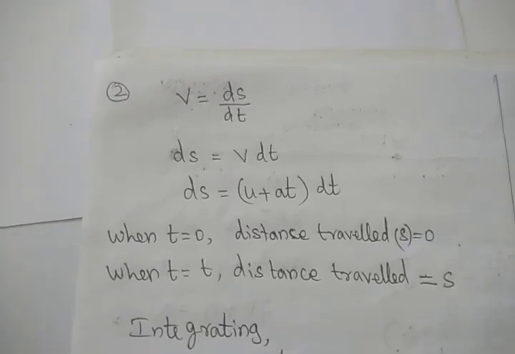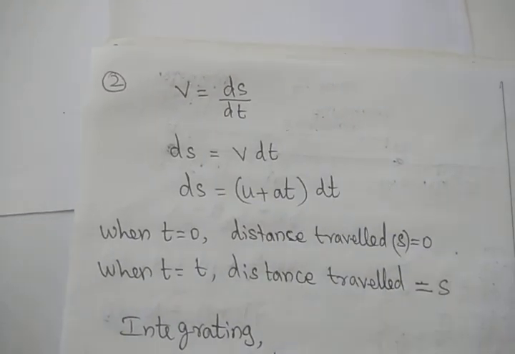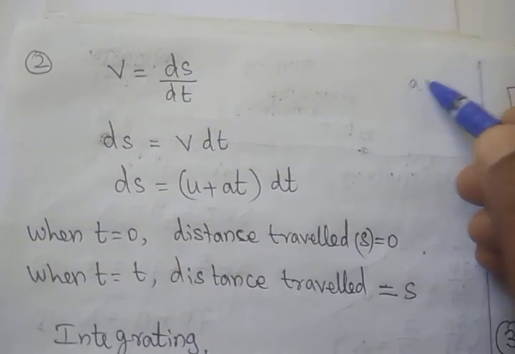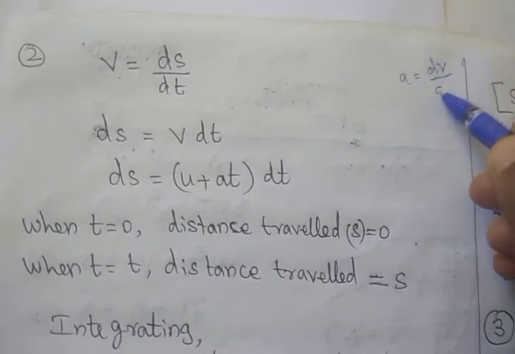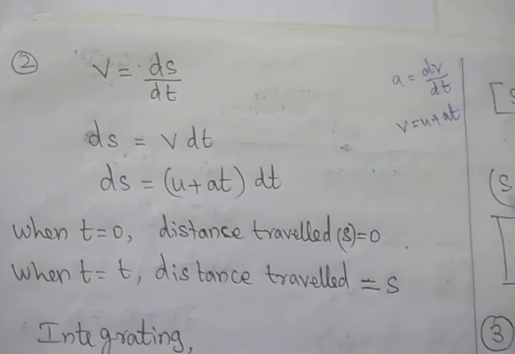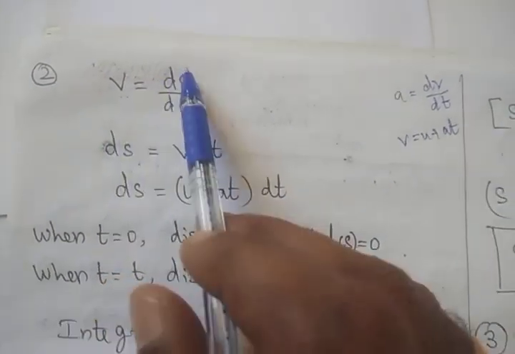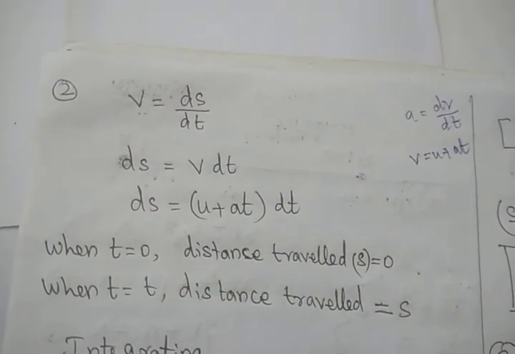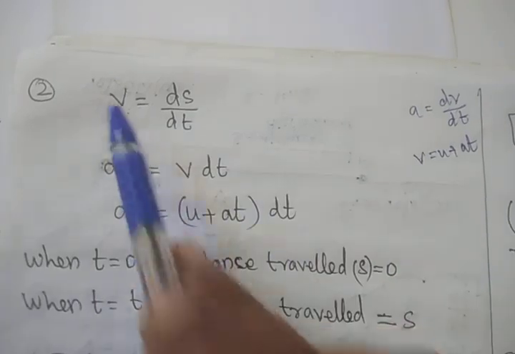In this session we are going to derive the expression for the second equation of motion. In the first equation of motion, we take the equation a is equal to dv by dt and arrive at the equation v is equal to u plus at. Now we are going to take the equation velocity is equal to displacement by time. Newton derived this equation by using the acceleration equation and the velocity equation.